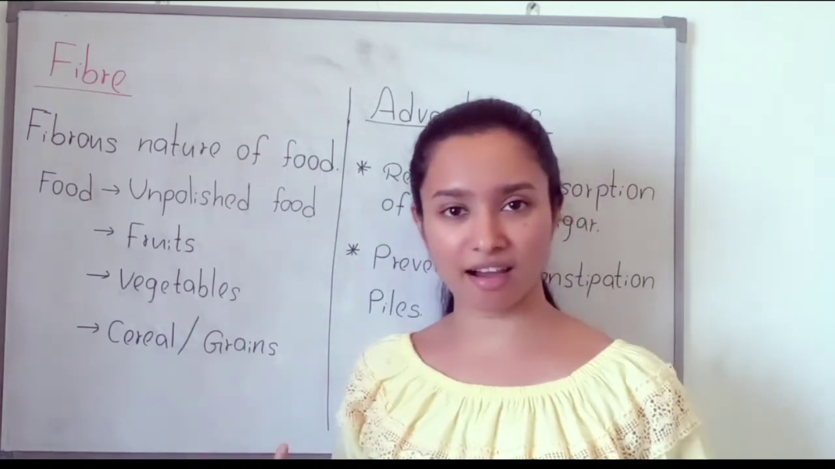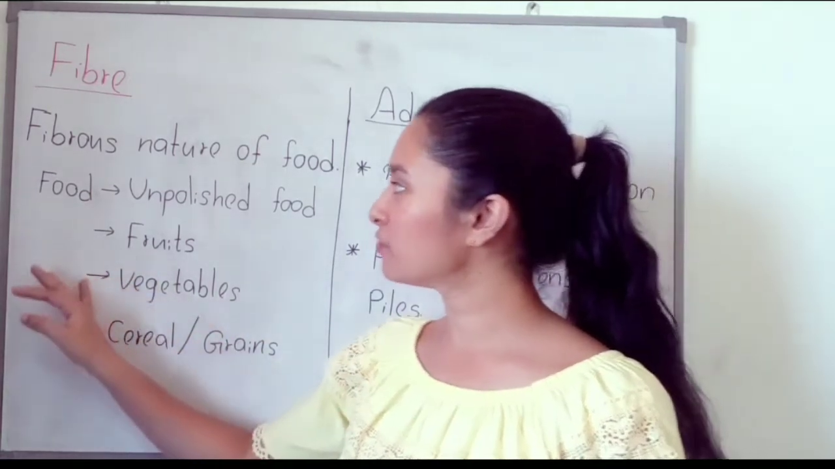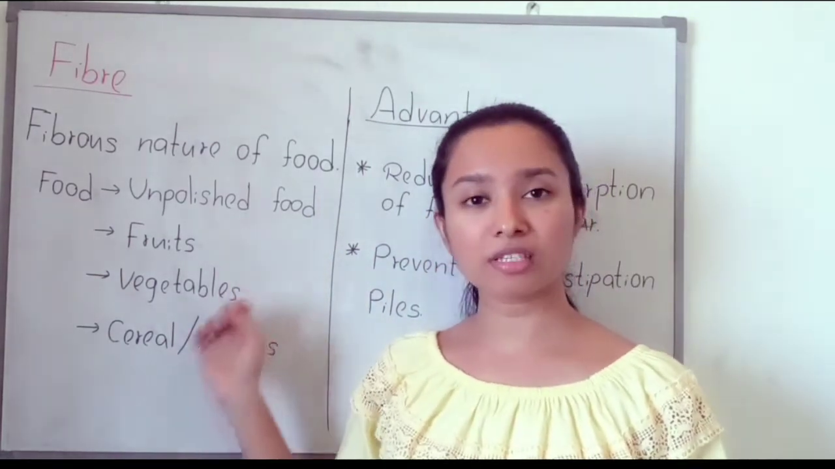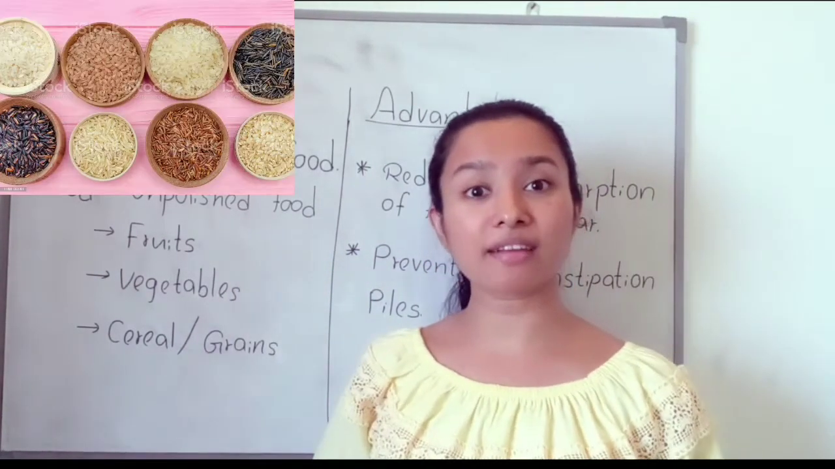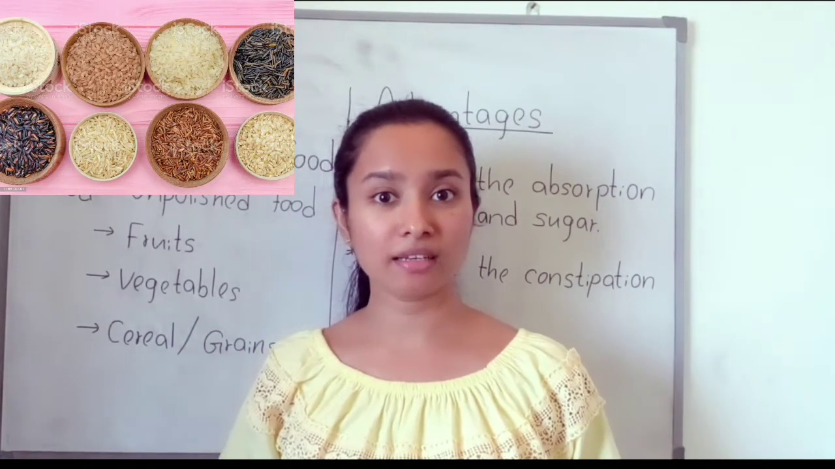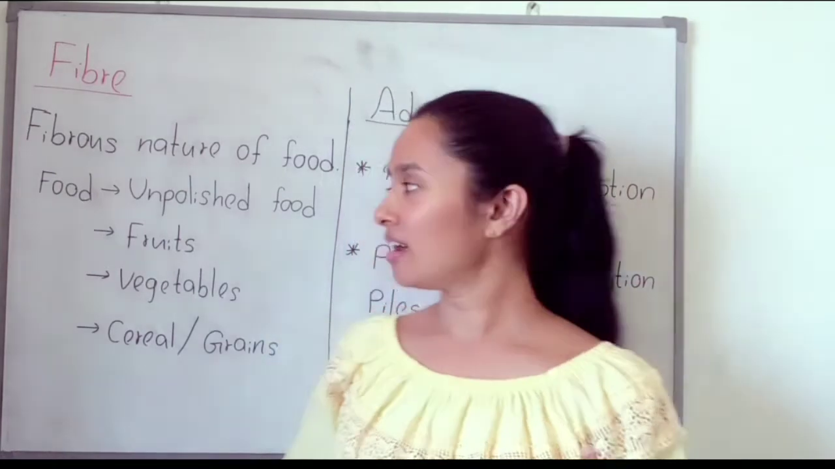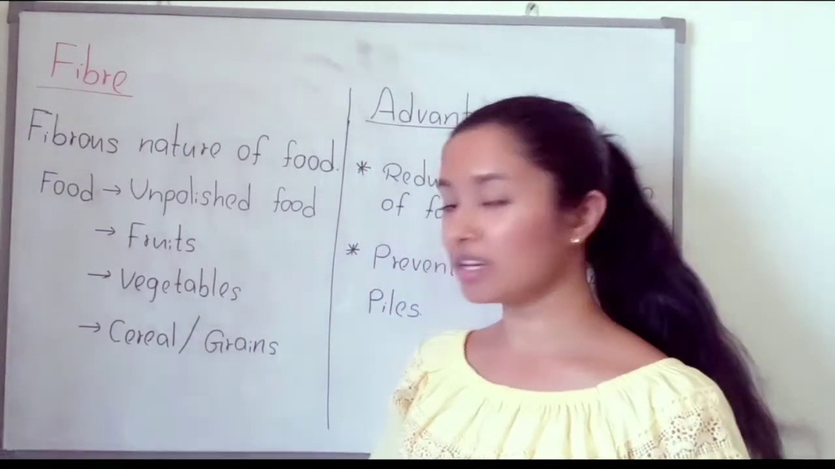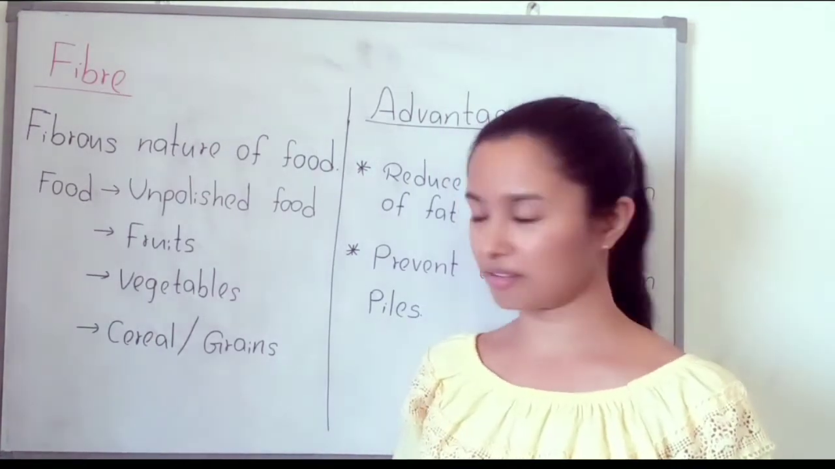Okay. What are the foods? Unpolished food. Unpolished one. Mostly whole grain. Whole grain rice, whole grain wheat. Whole grain wheat means flour that is not finely sifted, and whole grain rice we can take as red rice, the whole grain unpolished one.